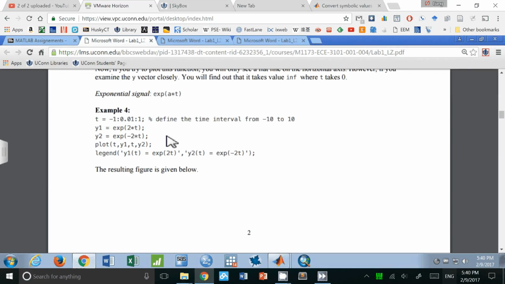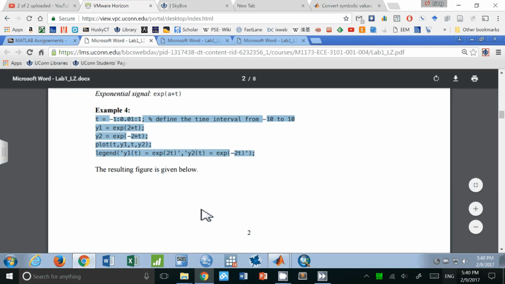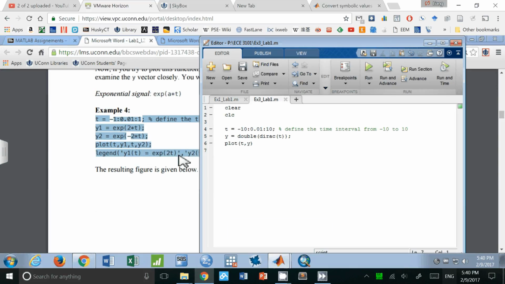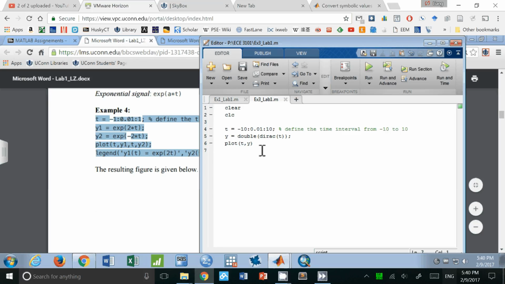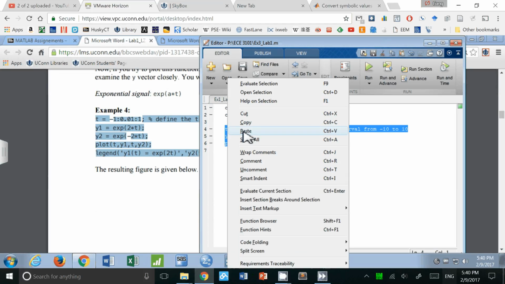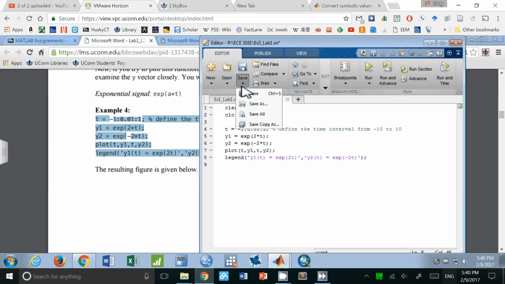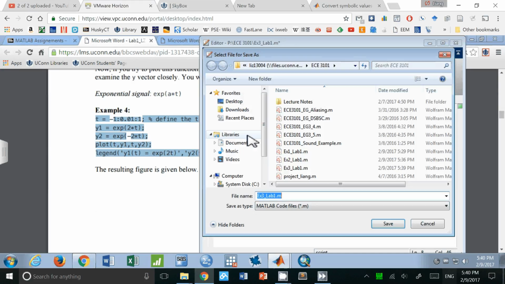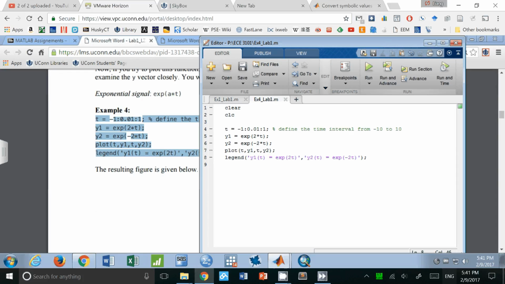And you can also use your exponential signals, right? So this is how we define it. Let me copy them again. And I'll paste them into the MATLAB program. I'll replace these, paste, and I'll save as example number 4. Save it, and run it as usual. So I'll run using the green triangle.